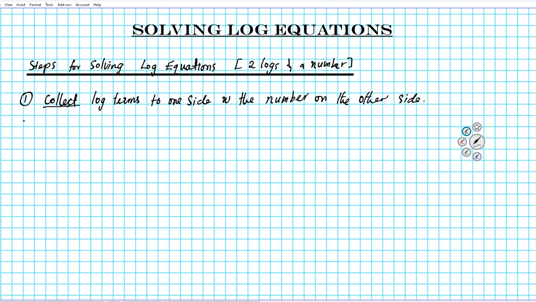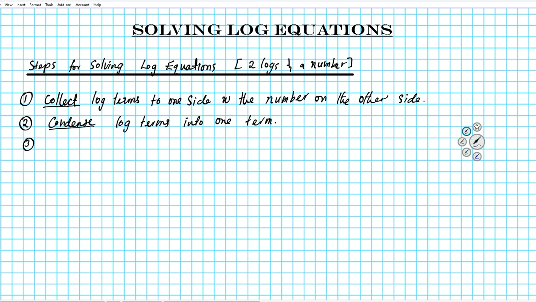And then step number 2, you want to condense your log terms into one. Here you're going to be making use of the product and quotient property of logs. So the key word here is condense.